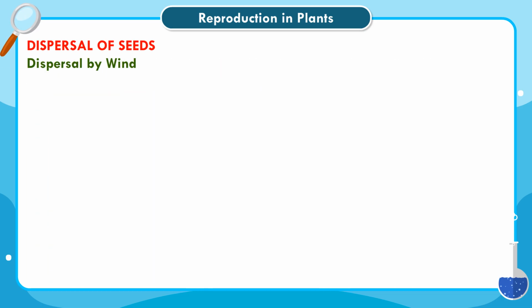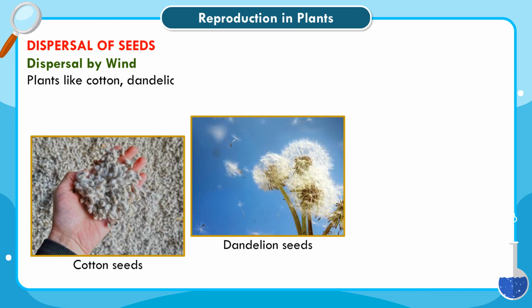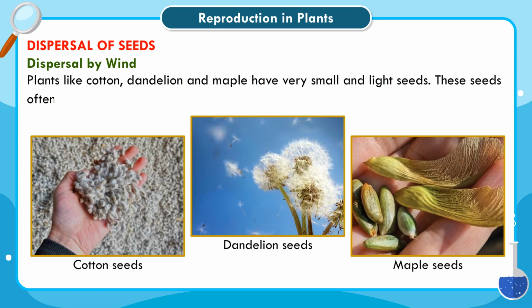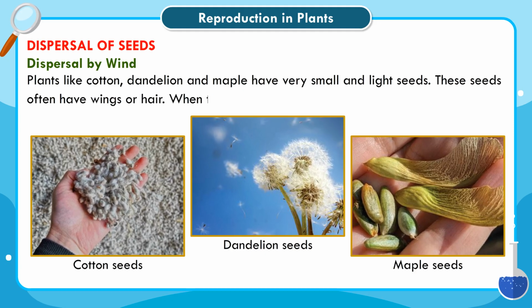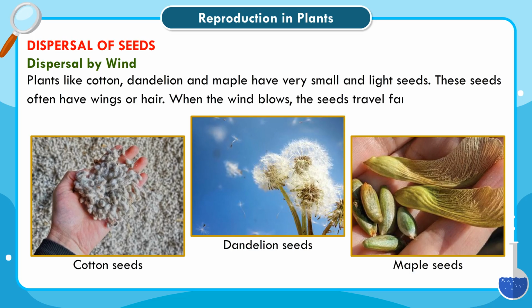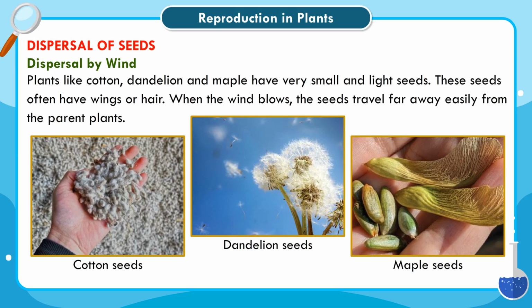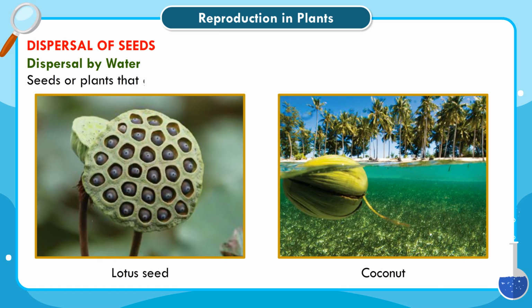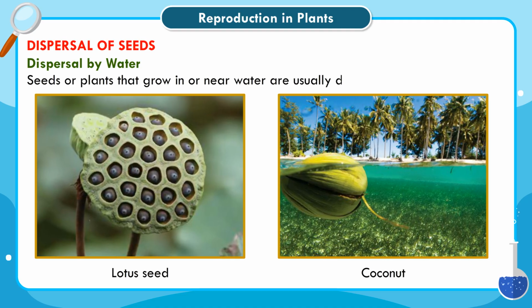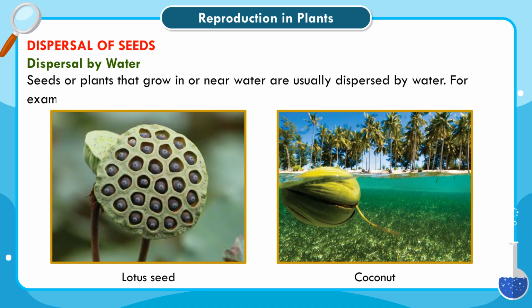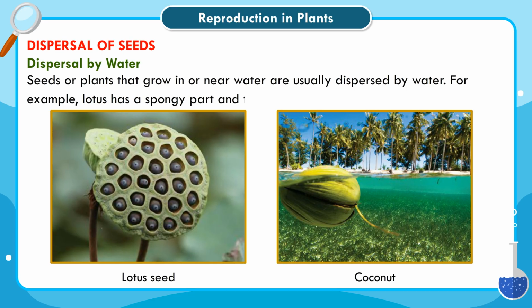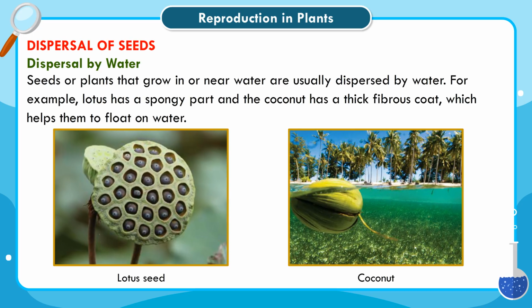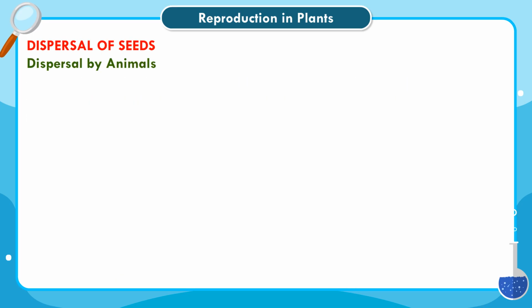Dispersal by wind. Plants like cotton, dandelion and maple have very small and light seeds. These seeds often have wings or hair. When the wind blows, the seeds travel far away easily from the parent plants. Dispersal by water. Seeds or plants that grow in or near water are usually dispersed by water. For example, lotus has a spongy part and the coconut has a thick fibrous coat, which helps them to float on water.